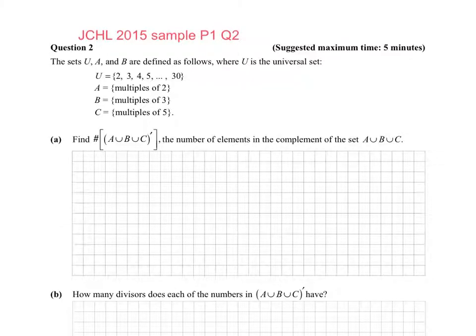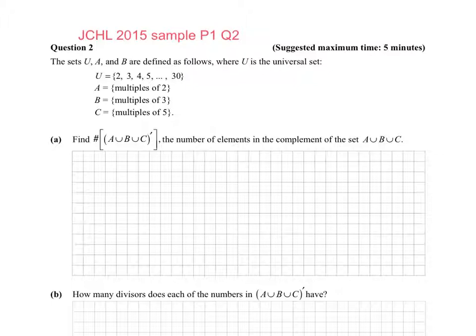Junior Cycle Higher Level 2015 sample. Paper 1, question 2. This is a sets question, and it is asking us to look at a group of sets defined by some rules: multiples of 2, multiples of 3, multiples of 5. And they define the universal set as all the numbers from 2 up to 30.